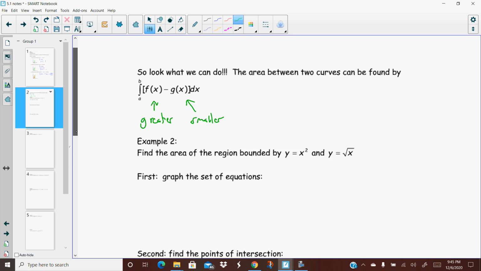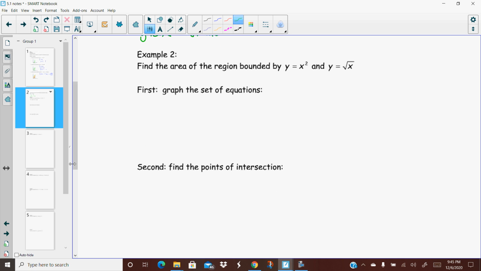All right, so let's look at example 2. Find the area of the region bounded by y equals x squared and y equals square root of x. So that's a key word there. It says that it is bounded by those, because what you should notice is they did not give us the bounds, which means that we need to figure that part out. So first thing, graph the set of equations.